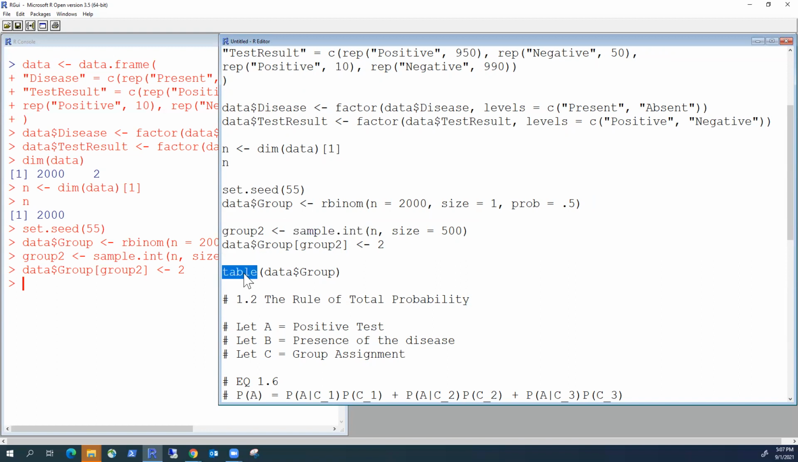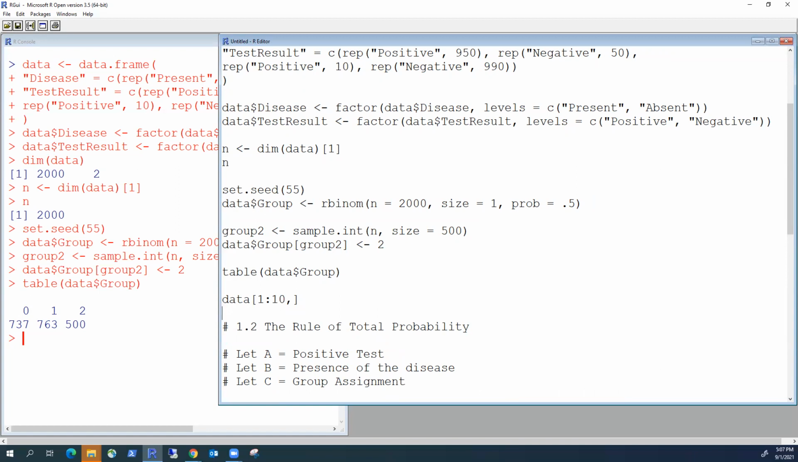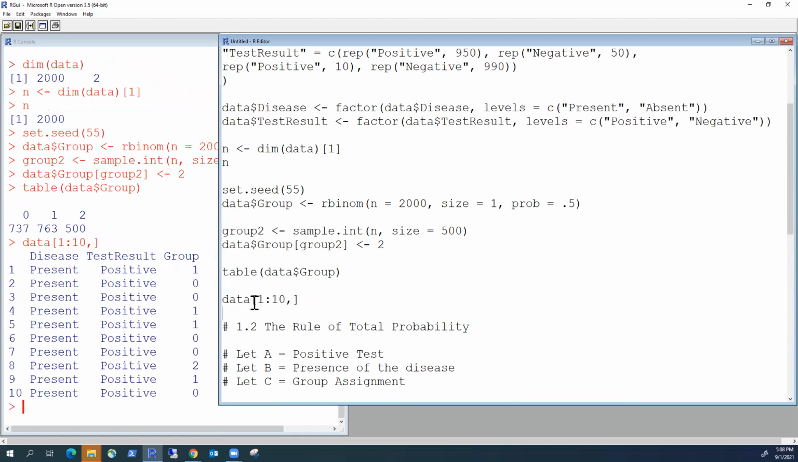Okay, so from there, if I look at table of data$group, I have 3 groups, group 0, group 1, and group 2. So I've created a third variable in my data set. So if I look at the first 10 rows again, which I don't have typed in, but I'll just show you the first 10 rows, I should now have 3 variables, right? Present, positive, and then their group assignment 0, 1, or 2. So we can see that we've created that new variable.